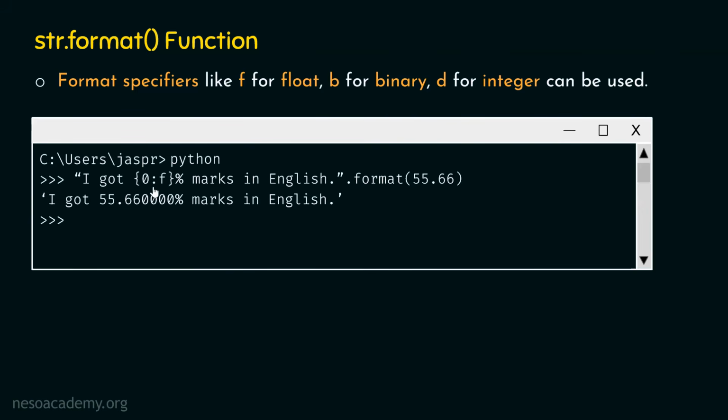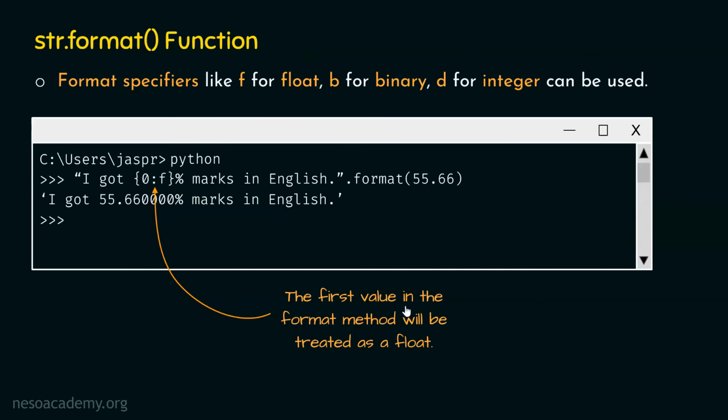Here we need to understand that the first value in the format method will be treated as a float because of 0:f. Here 0 indicates the index of the first item you provide to the format function. Here the first item is 55.66 and this is the only item. Index of this item is 0. Here we have specified 0.